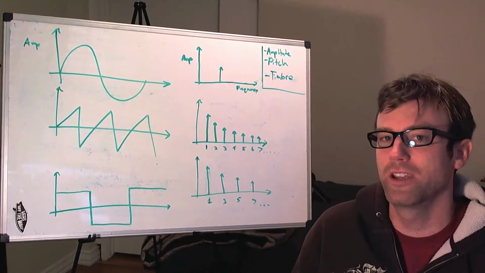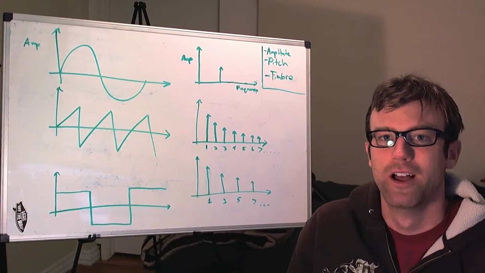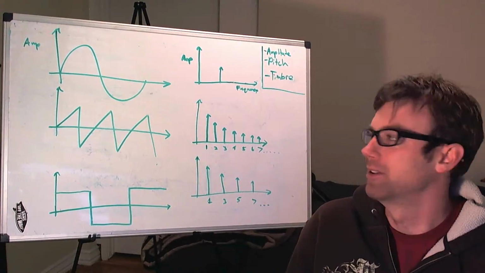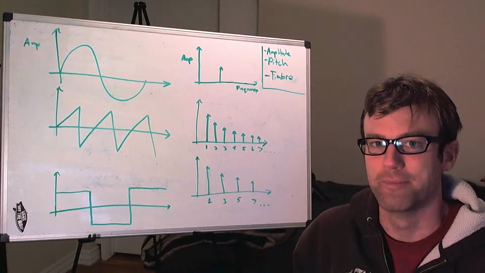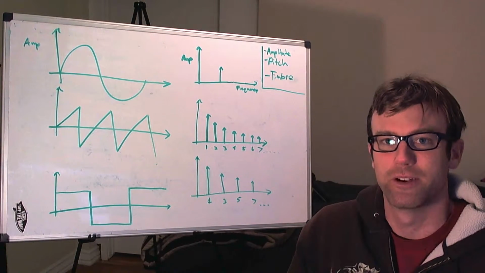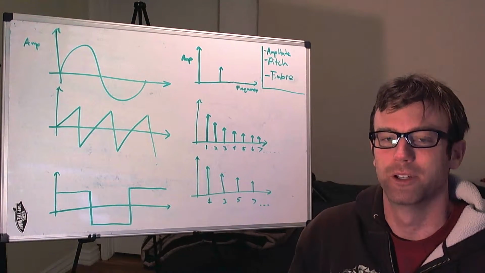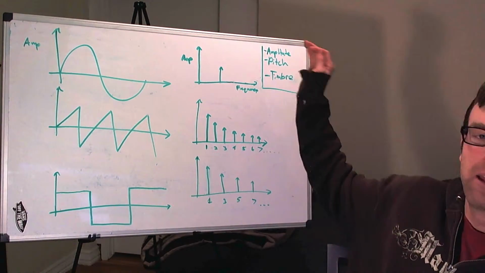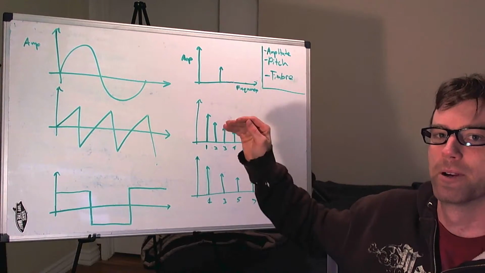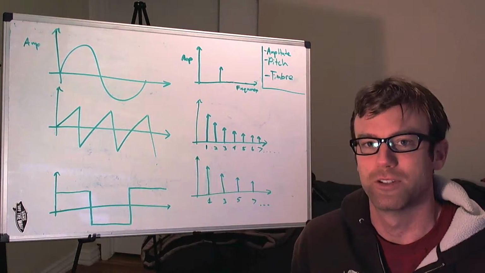So when you see a signal in your audio editing program, typically it'll look something like this, where we have this signal plotted against time. And there are really three things that are important to look at when you're considering that signal: amplitude, pitch, and timbre. So what do we mean by each of those three?